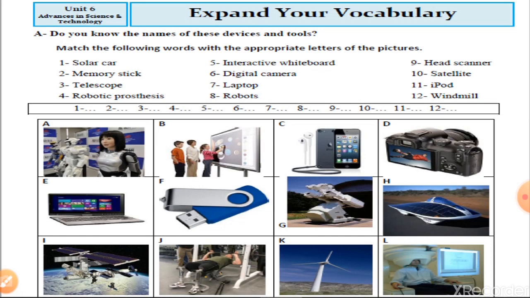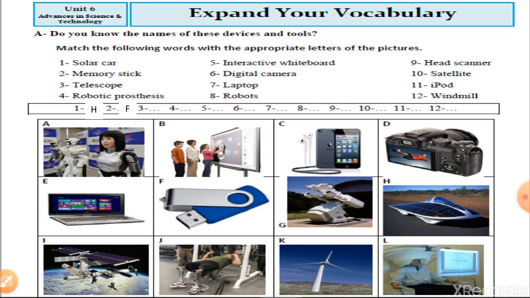Well, since you finished, let's go. So number one, which is solar car, can be matched to picture H, a solar car. It's a car working with solar energy. There is no fuel, no gasoline, no petrol. Great. Number two, memory stick, is picture F.